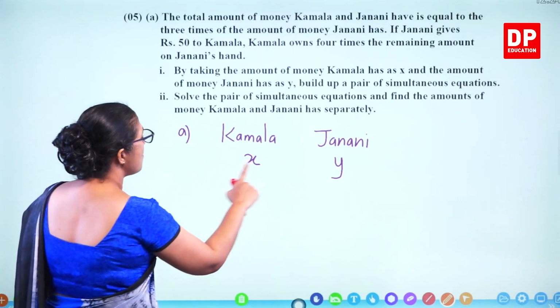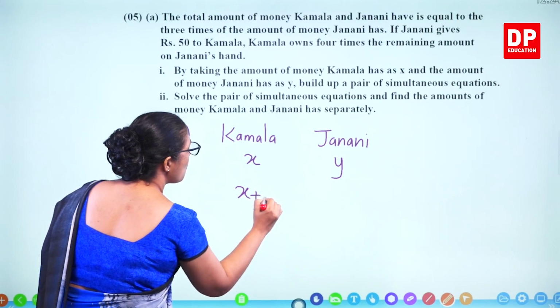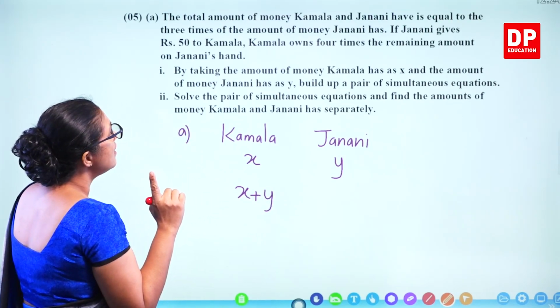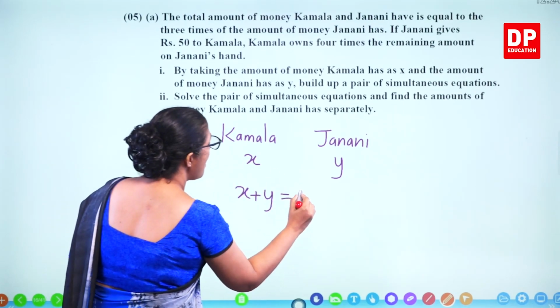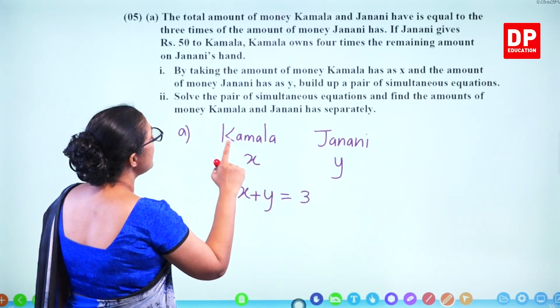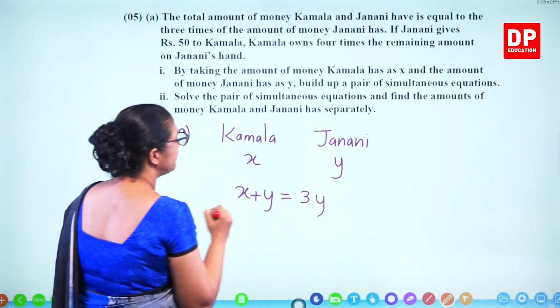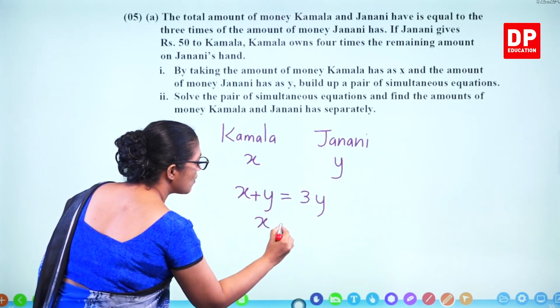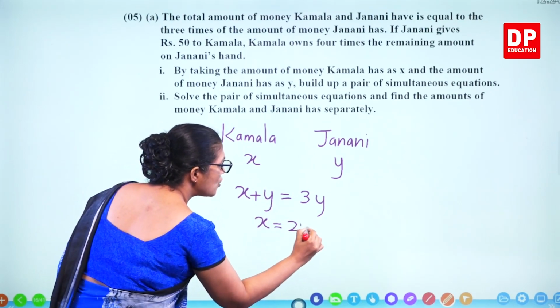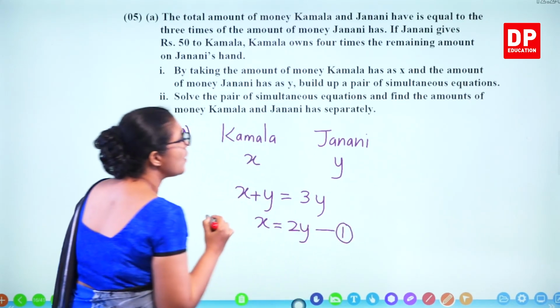So we'll try to write down 2 equations. The total amount of money, that's x plus y, is equal to 3 times the amount that Janani has. That's 3y. And when you take y to this side, you can write x equals 3y minus y, 2y. That's the first equation.